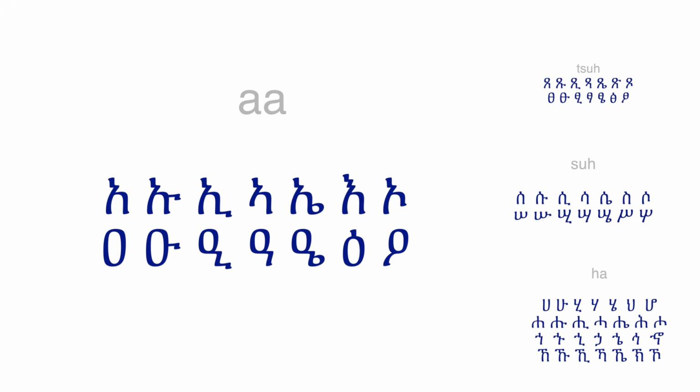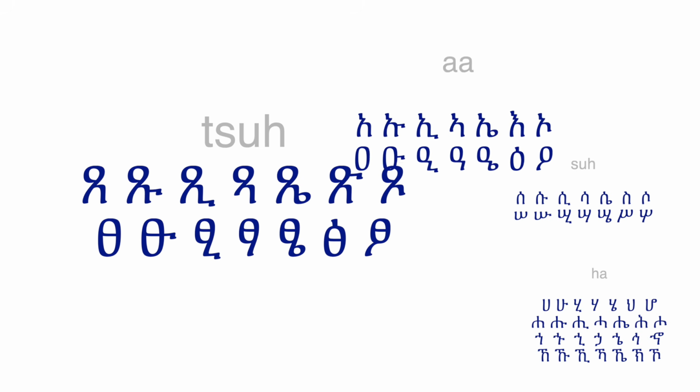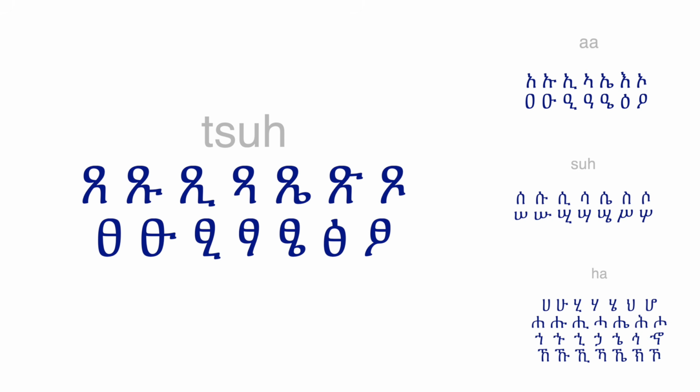Here's another one. This is A. A, U, I, A, E, O. The same sound, but written differently. And lastly, this one is Z. This is the T and the S sound combined together. So, Z, Zu, Si, Za, Zai, Z, Zhou.